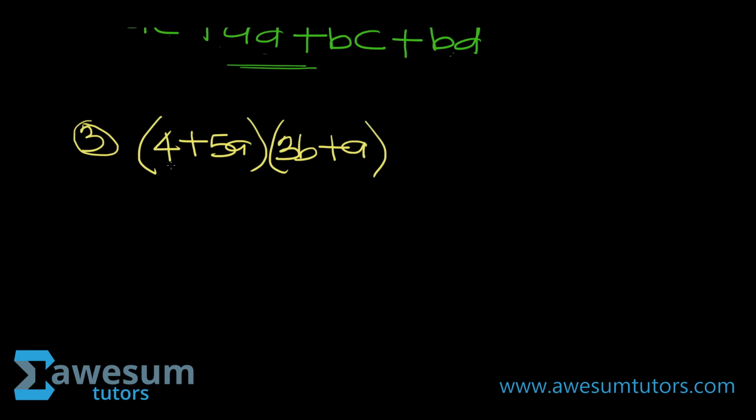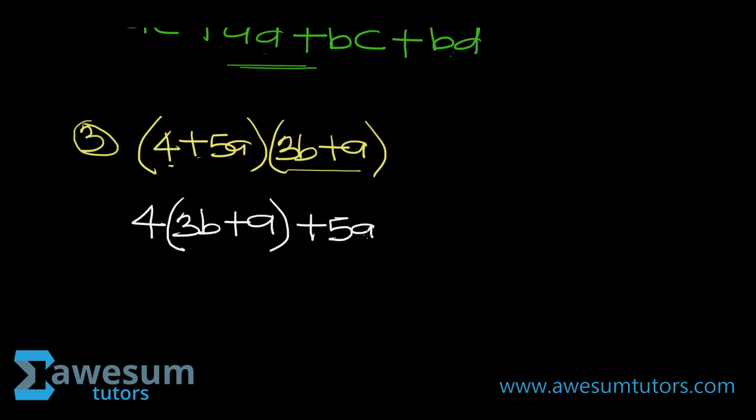Remember again, this 4 is going to multiply these out, right? A very good way to do that, like I said, is to write everything out again. 4 bracket 3b plus a, and then you have plus 5a bracket 3b plus a. Very good.